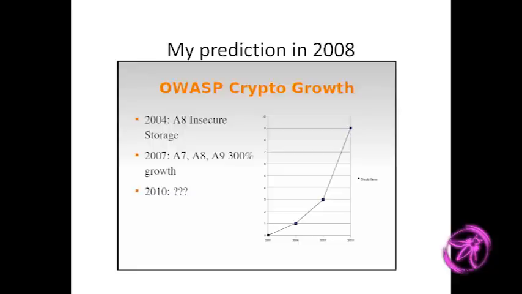I originally did this presentation in 2008 for the Twin Cities local OWASP chapter, and I saw that in 2004 there was only one crypto item in the top 10. In 2007, there were three. That was a 300% growth. So I predicted maybe in 2010 there'll be nine items in the top 10 that are all crypto related. Fortunately, that did not actually happen. Sort of.